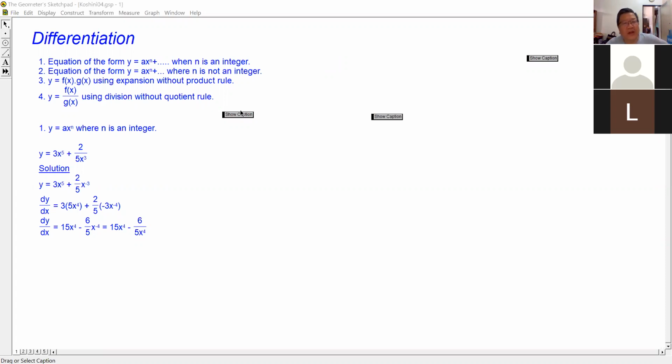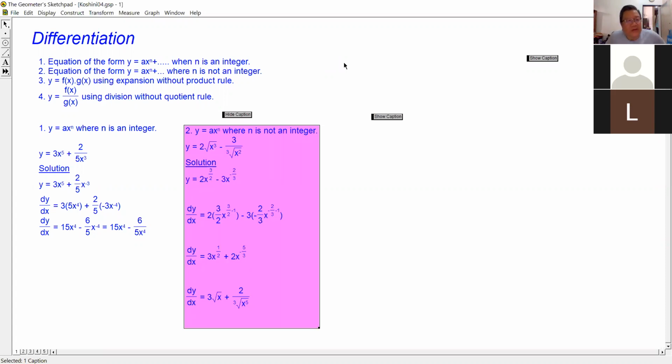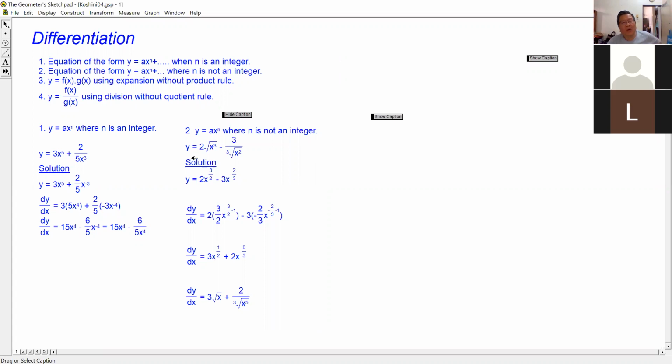So now let me show you one example. So the question is like this: y equals 2 square root, there's no small number in front here, so this is a square root, 2 square root x to the power of 3, minus 3 over, this is cube root of x squared. Now if the function is given in this form, in the square root form or cube root form, you cannot differentiate, right? So I have to use my knowledge of indices.